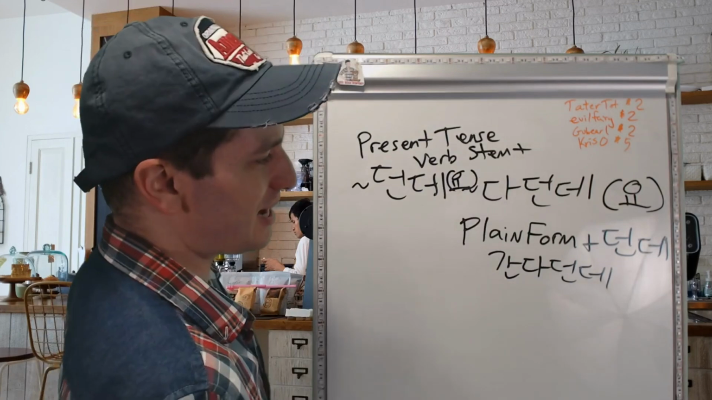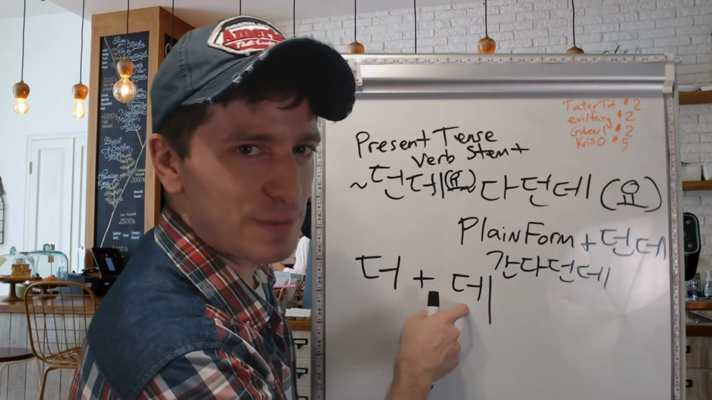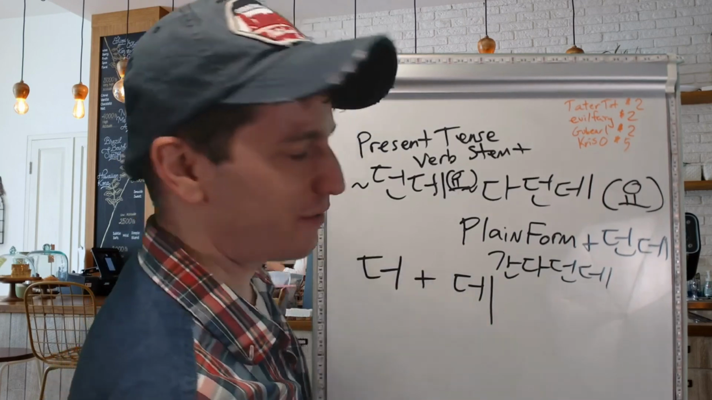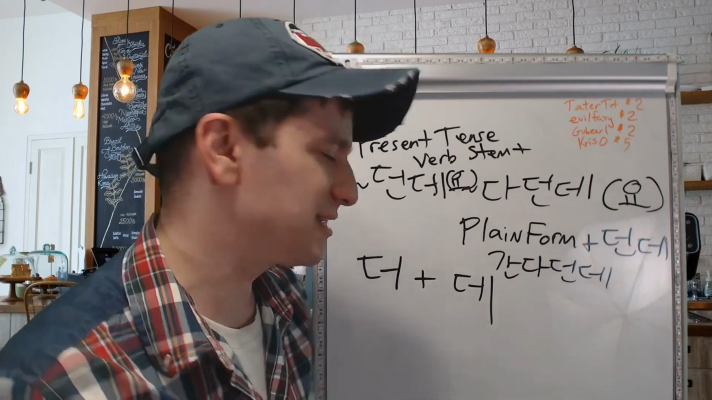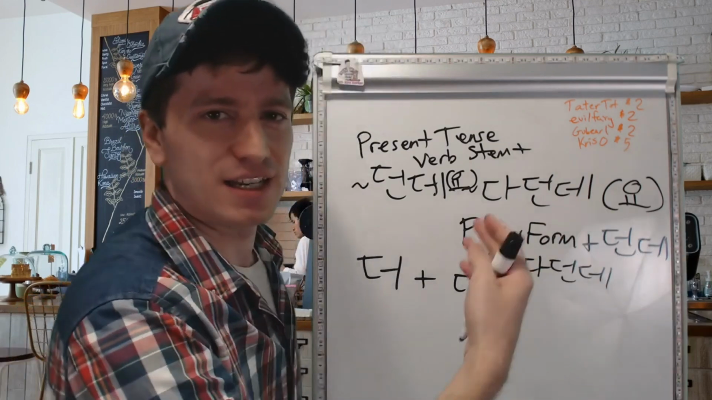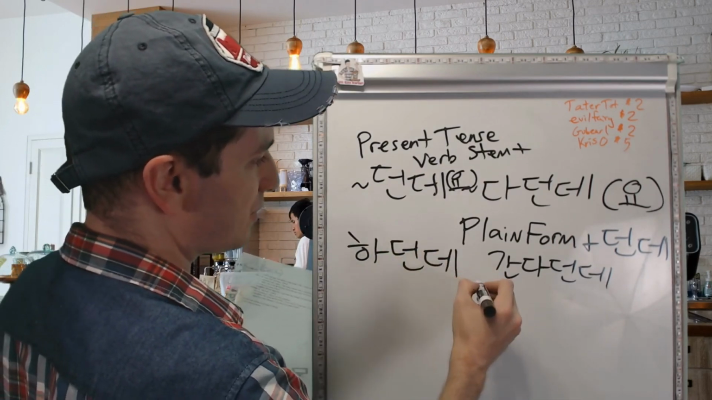What is this form? It's actually a combination of 던 plus 대. I'm not going to be covering the 대 form again. It's a full lesson. I have covered it previously, but basically it's just a connector that shows contrast between two parts of a sentence. It can mean and or but. How it works is 하다 would become 하던데 or 하던데요.